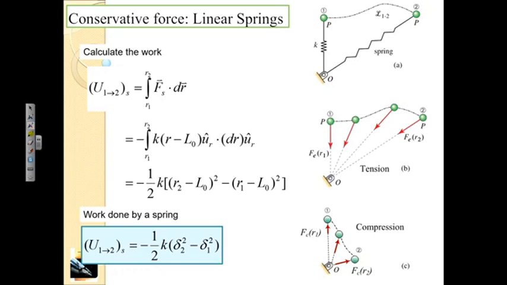So how much is our spring initially? That's delta 1 squared. How much is my initial spring stretched or compressed? And then at state 2, how much is my spring stretched or compressed? So from this, we can pull our potential for springs, half K delta squared.